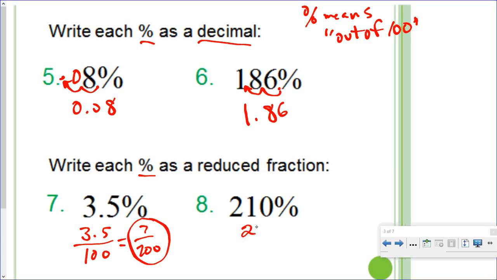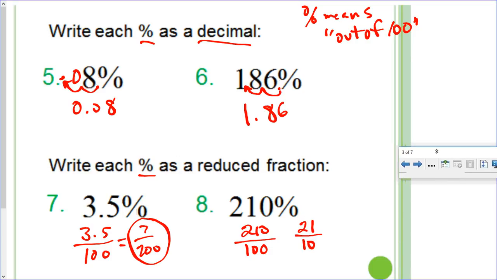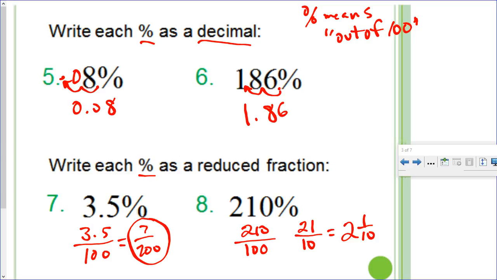210% is going to be 210 out of 100. We simplify that down. We can divide the top and bottom by 10. So we can get 21 over 10. And then if you make it into a mixed number, it becomes 2 and 1/10. We'll keep going.